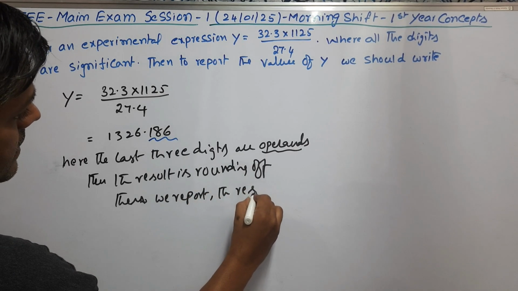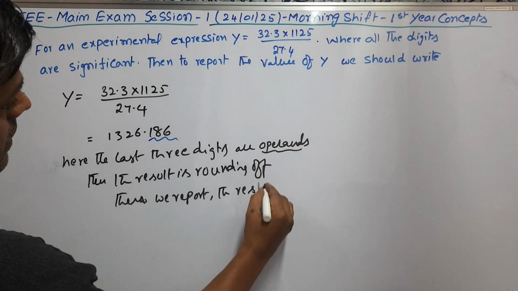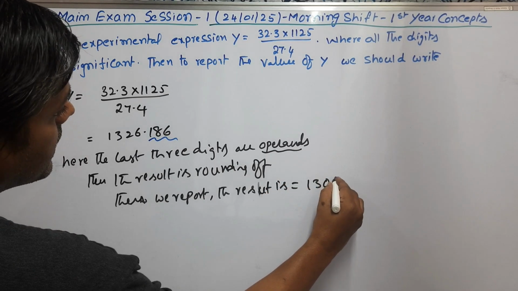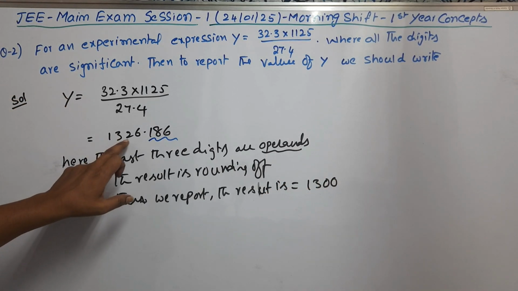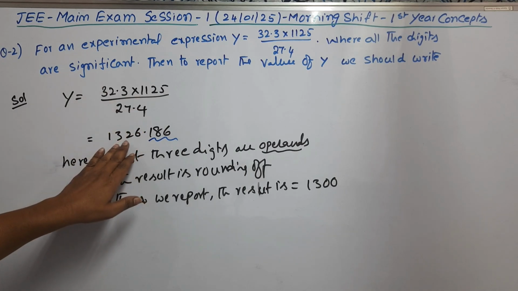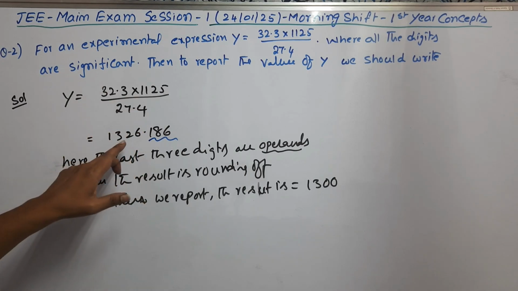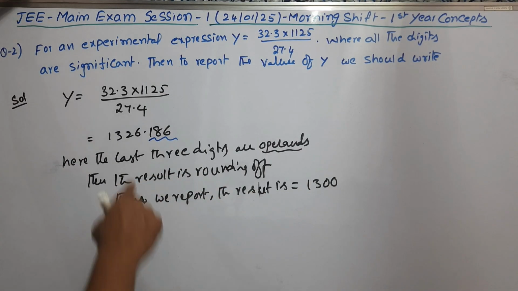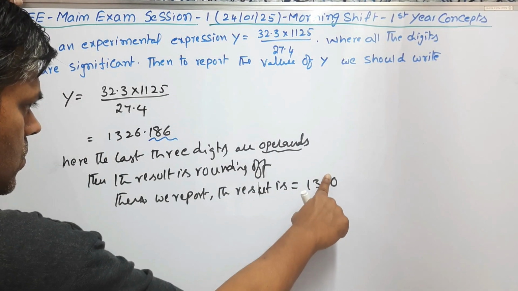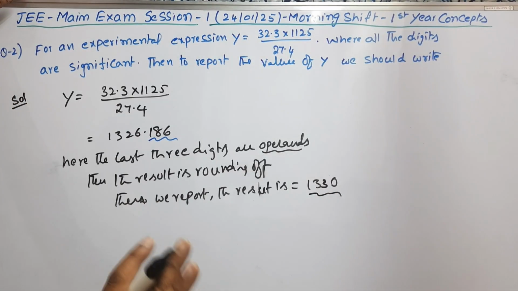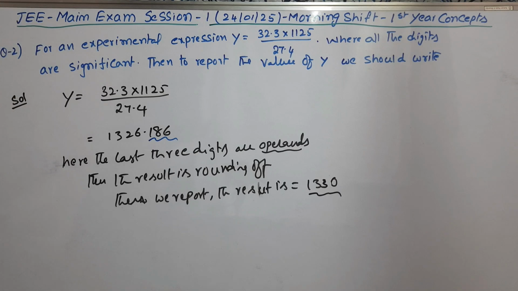The result is 1300, because here it is 1326, which does not go to the upper side, so you go to the lower one and can write 1300. Otherwise you can write 1330, no problem, when you take the last 3 digits. So 1330 is the correct option.